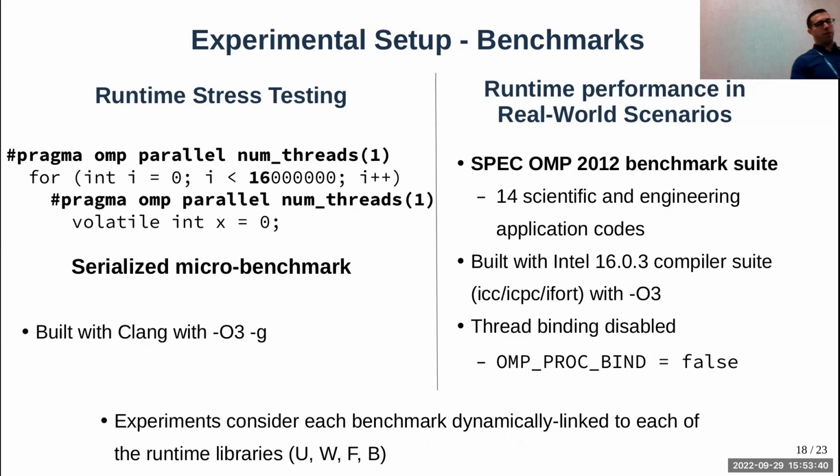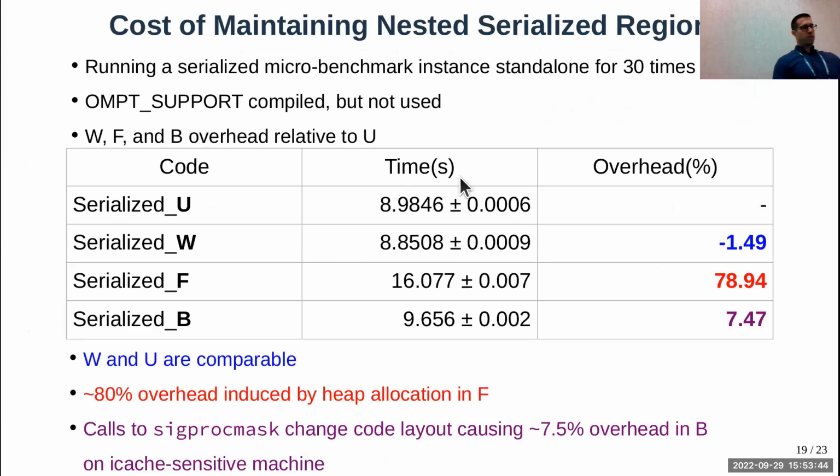U, W, F, and B, you will see the notation on the next slide. So the first experiment of the first group tries to measure the cost of maintaining nested serialized regions in the worst case scenario. So what we did is we ran a serialized region micro benchmark instance, standalone, dynamically linked to one of the four libraries, U, W, F, and B. For 30 times, we calculated the mean time and the standard deviation.